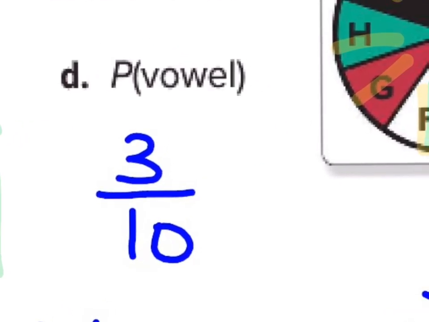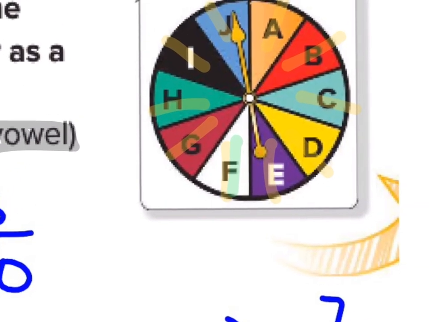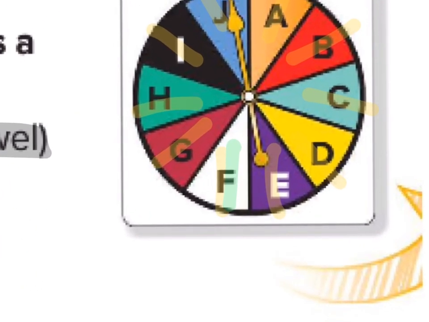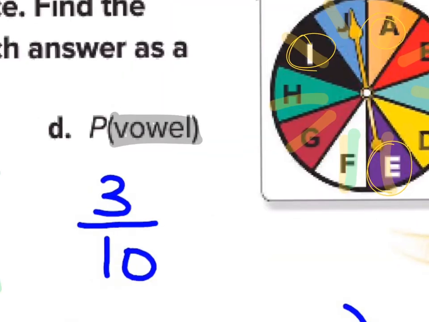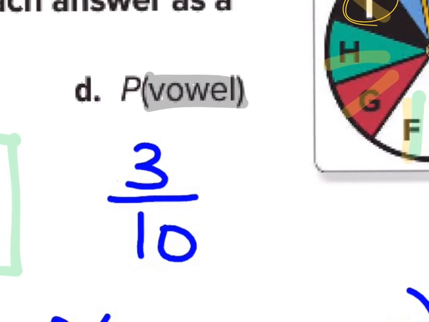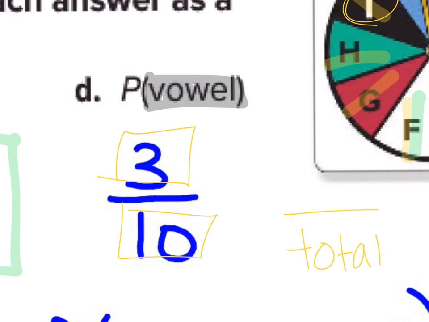So this one is the probability that you're going to roll a vowel. Now, if we look at the wheel, we can see that there are 1, 2, 3 vowels. So if there are 10 letters and there are 3 vowels, that's how we're going to do it. You always remember that the bottom is the total and the top is the outcome you want. So you want a vowel in this case.